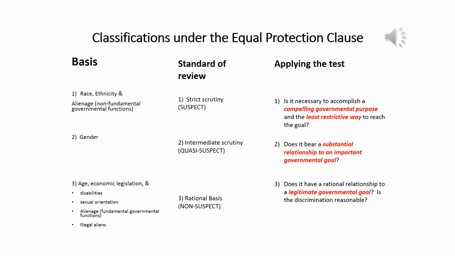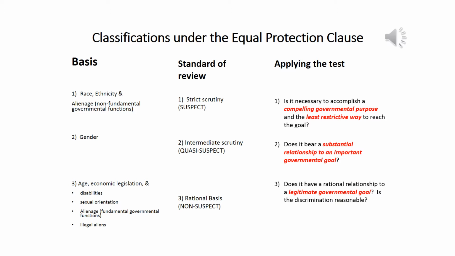Now, many of you also had a lot of questions about the different tests that are used for the Equal Protection Clause to determine if the state is violating the Equal Protection Clause. There are three tests that are used to determine if the state is violating the Equal Protection Clause. You have the strict scrutiny test, the intermediate scrutiny test, and the rational basis test.